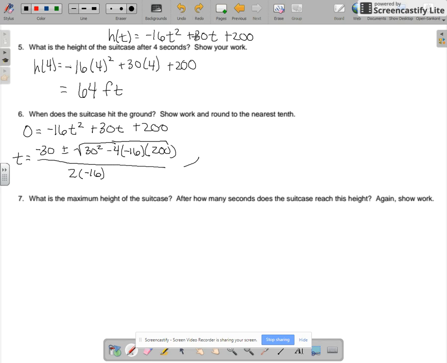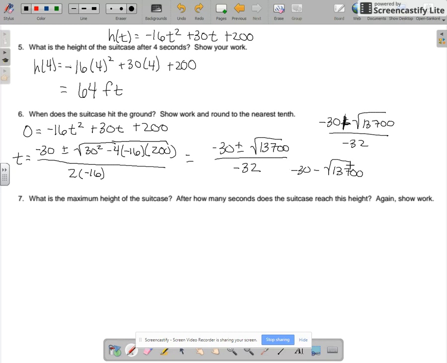So we simplify what we can. We get negative 30 plus or minus the square root of 30 squared minus 4 times negative 16 times 200, which is 13,700, all divided by 2 times negative 16, which is negative 32. So we set up two equations: negative 30 plus the square root of 13,700 over negative 32, and negative 30 minus the square root of 13,700 over negative 32.